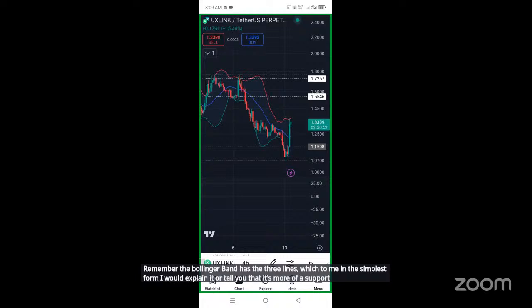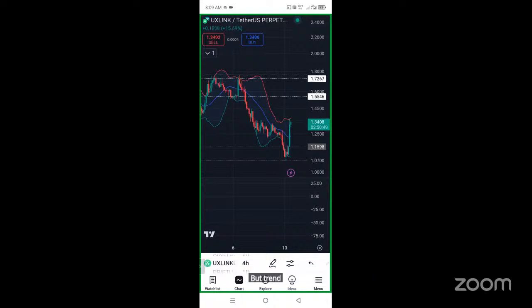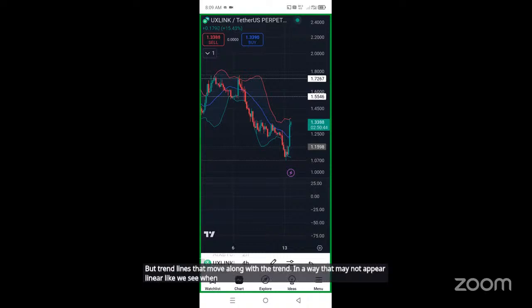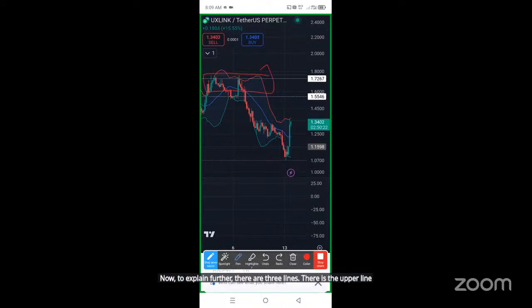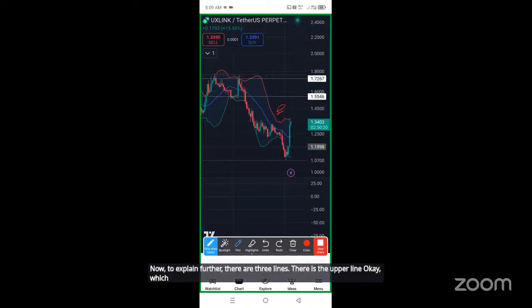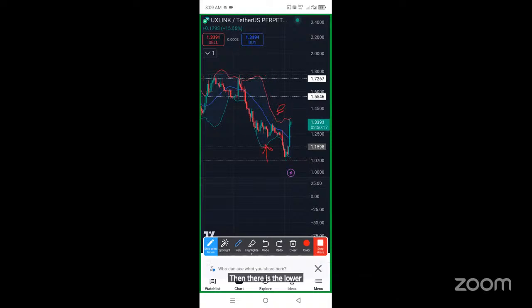They are trend lines, but trend lines that move along with the trend in a way that may not appear linear, like we see when drawing trend lines using the support and resistance tools, whether horizontally or diagonally. These lines that move along with the trend act as resistance. Now, to explain further, there are three lines. There is the upper line, which moves above the trend, then the lower line, and then the middle line.